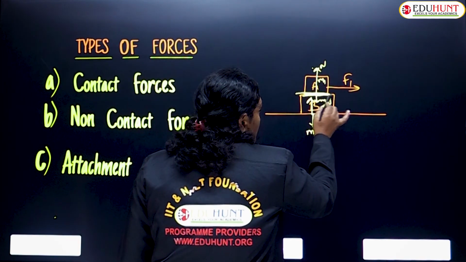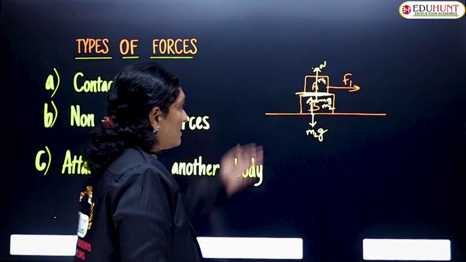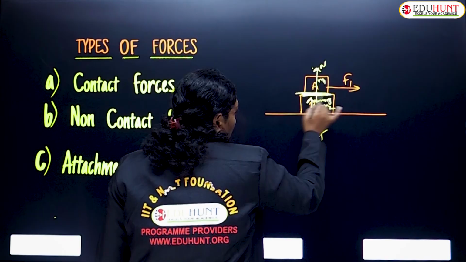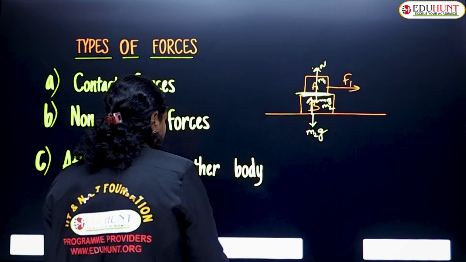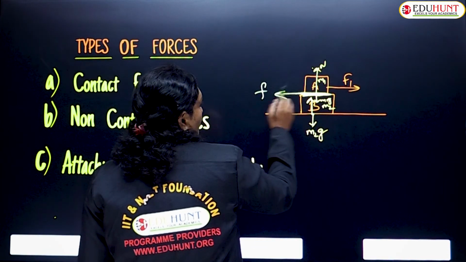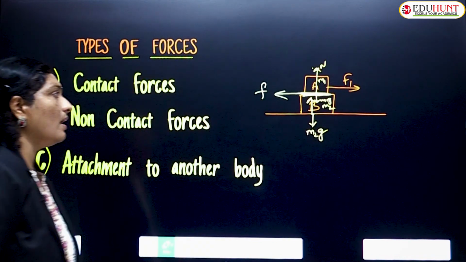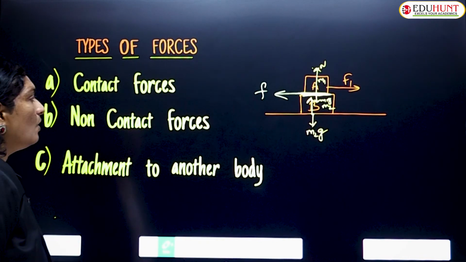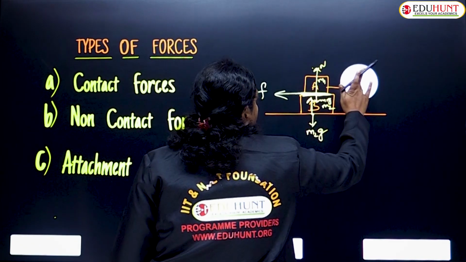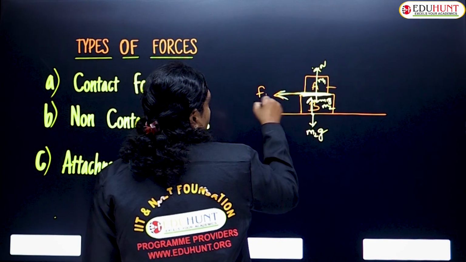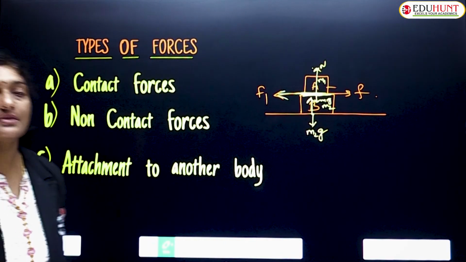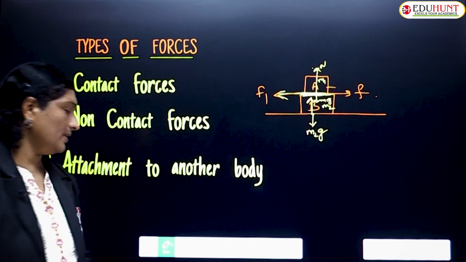So whenever you consider two different bodies in contact and a force is applied on any body, then in the area of the contacting surface another force comes into play, called the frictional force. So this is the force applied and this must be the frictional force. The same will happen if the same force is applied in this direction, then the frictional force will act in the opposite direction. So these are the examples of contact forces.